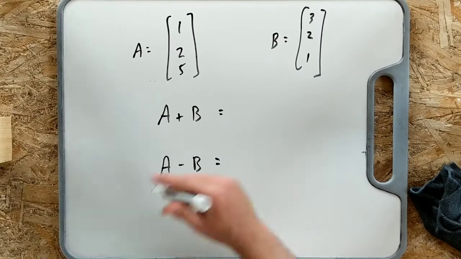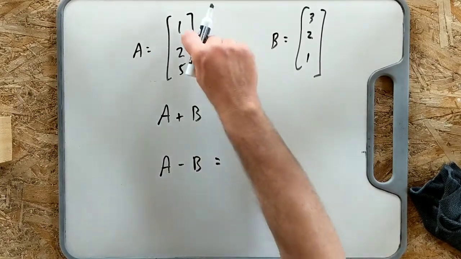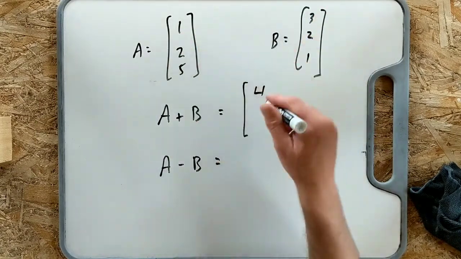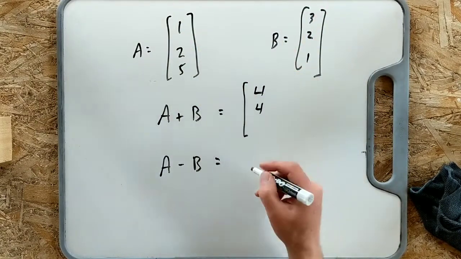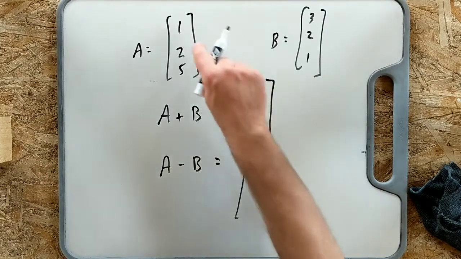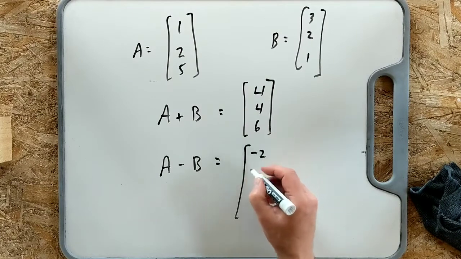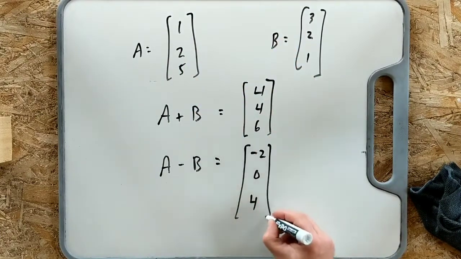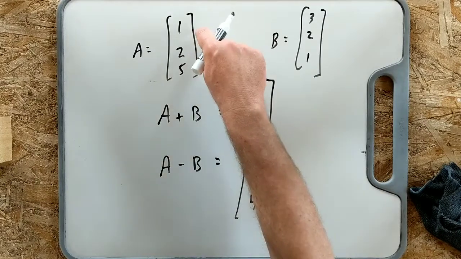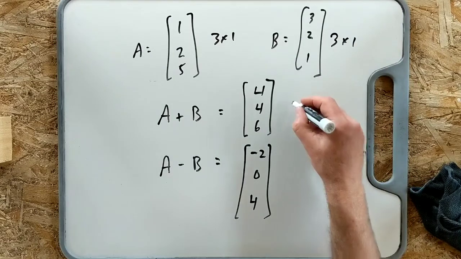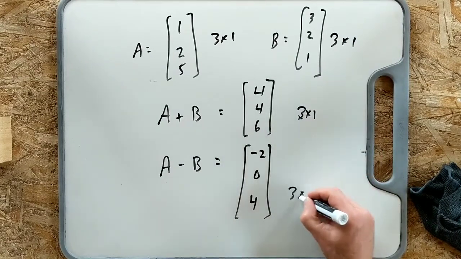Okay, so let's check the answers. A plus B should be, again, adding corresponding terms. 1 plus 3 is 4, 2 plus 2 is 4, and 5 plus 1 is 6. If I want to subtract, 1 minus 3 is -2, 2 minus 2 is 0, and 5 minus 1 is 4. Again, note they have to be the same size. This is 3 by 1. That's 3 by 1. And my answers are also 3 by 1.